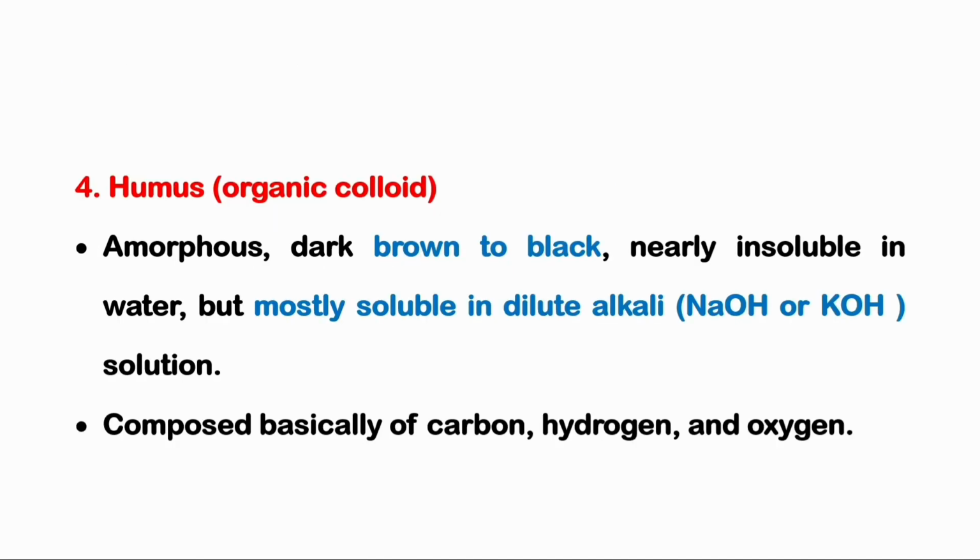Next important one is humus, an organic colloid, amorphous in nature, dark brown to black in color, nearly insoluble in water but soluble in dilute alkalis like sodium hydroxide and potassium hydroxide. It is made up of carbon, hydrogen and oxygen.